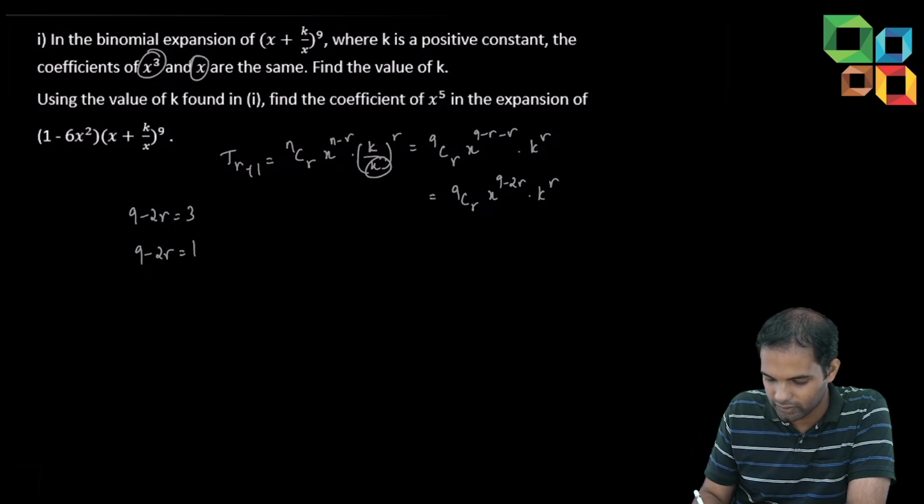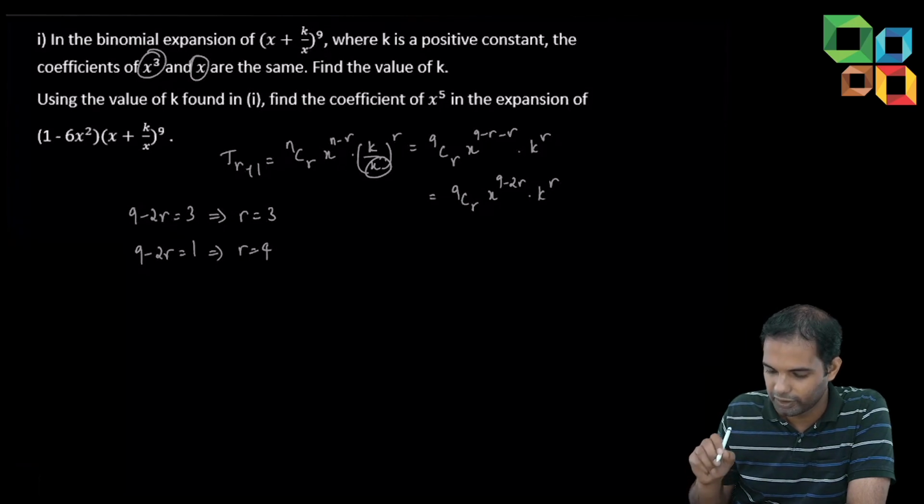So when does this happen? This happens when 9 minus 2r is 3, so 2r is 6, so when r is 3. And this happens when r is 4. So when r is equal to 3 and r is equal to 4, we're going to get the coefficients to be equal. So let's equate it.